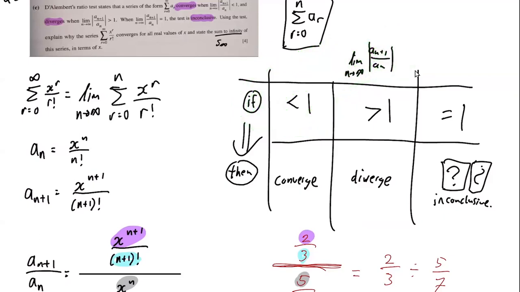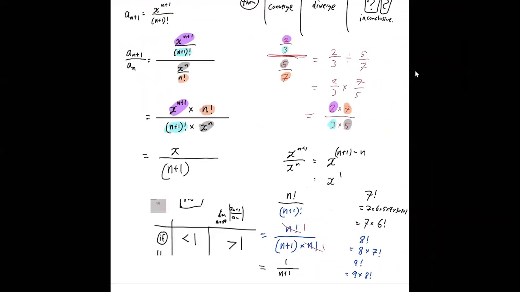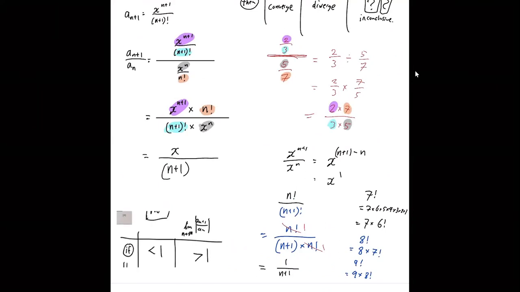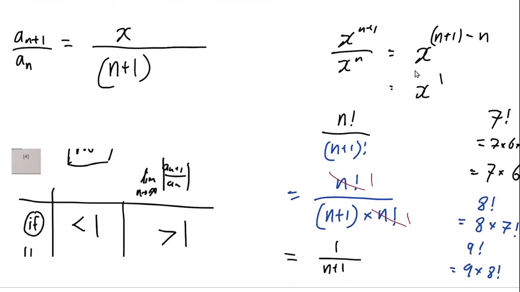Maybe I just take a screenshot of this and bring it down so I don't need to keep scrolling up and down. What we currently have is a_{n+1} over a_n equals x over (n plus 1). But what do we actually need? The modulus and the limit. So that's what we're going to do. Take the modulus.